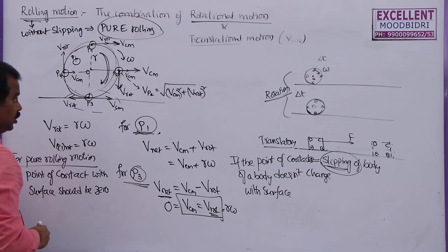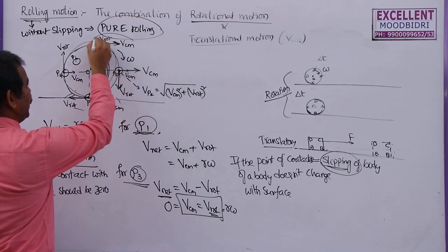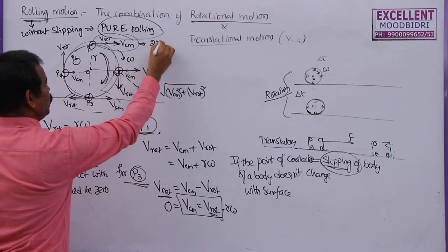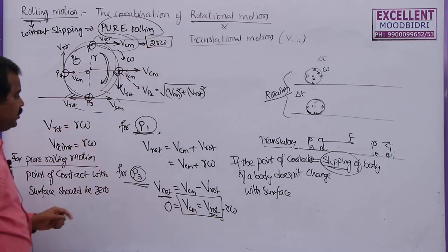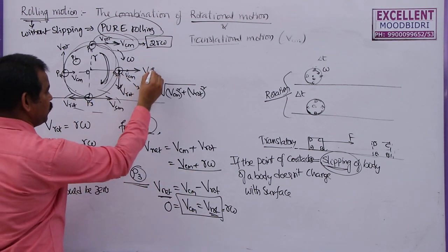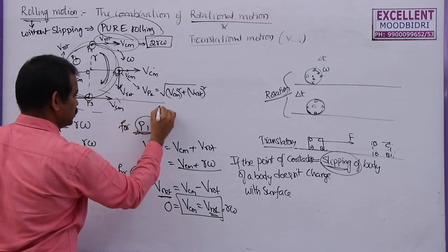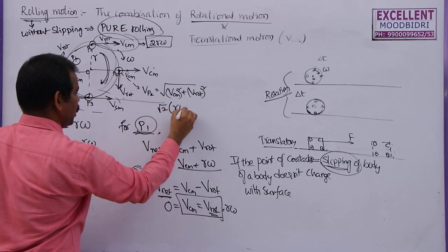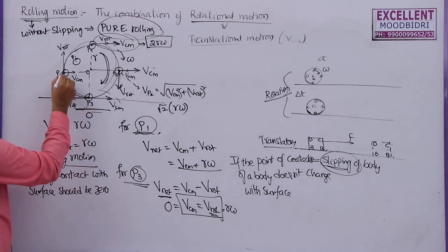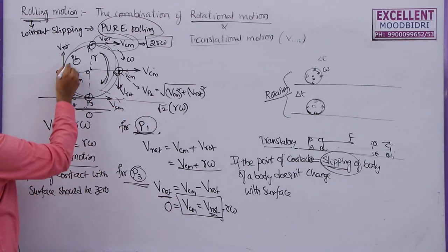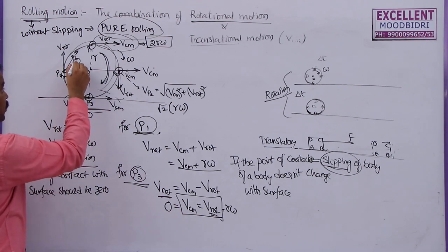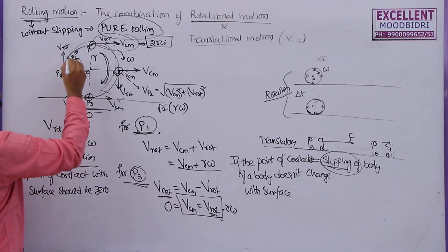Now based on this, I can write what the total velocity is here. This is R omega, this is also R omega. So I can write 2R omega as the velocity at point P1. Here this is R omega, this is R omega, so this will become root 2 R omega. For P3, the net velocity is 0, and here also this is root 2 R omega, but in a different direction.